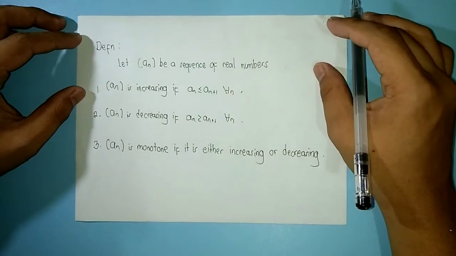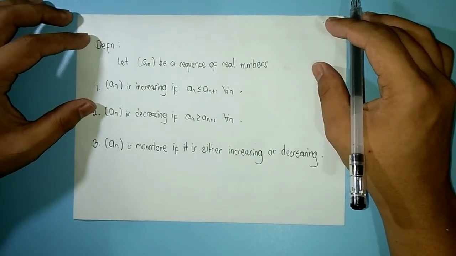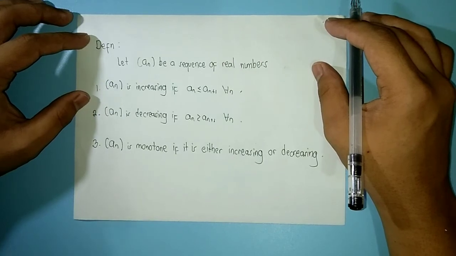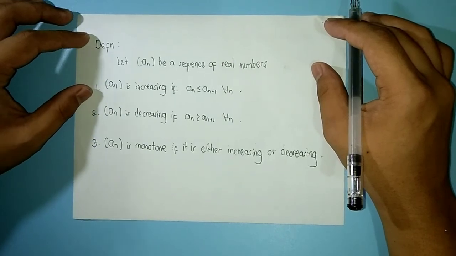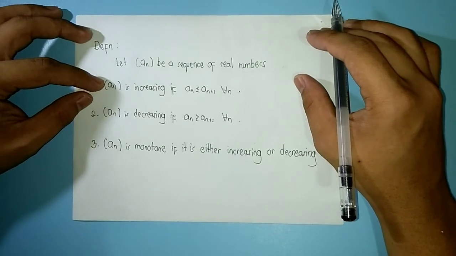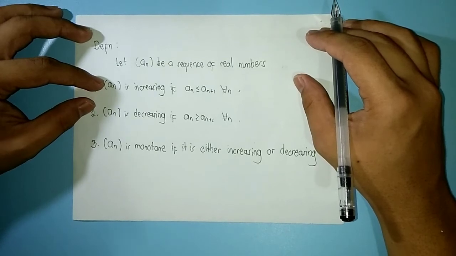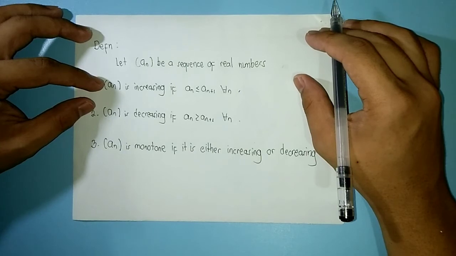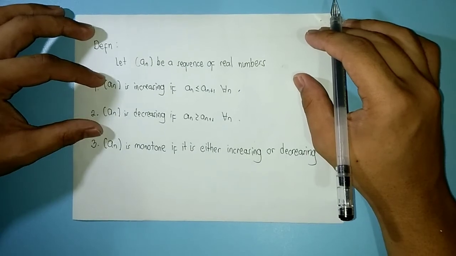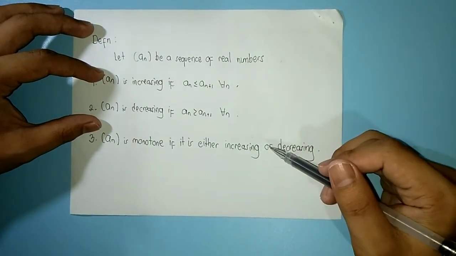In this video, we're going to discuss monotone sequences. So let's have a definition. Let a sub n be a sequence of real numbers. Number 1, the sequence a sub n is increasing if a sub n is less than or equal to a sub n plus 1 for all natural numbers n. Number 2, the sequence a sub n is decreasing if a sub n is greater than or equal to a sub n plus 1 for all natural numbers n. And number 3, the sequence a sub n is monotone if it is either increasing or decreasing.